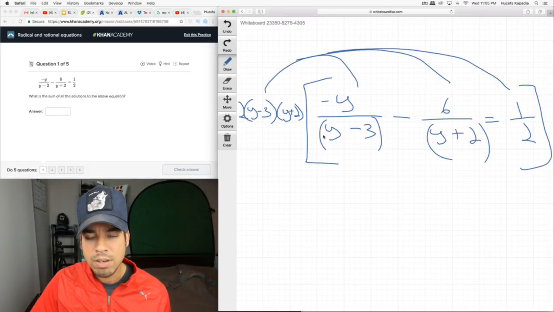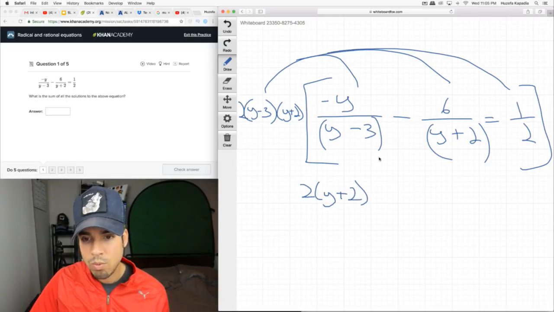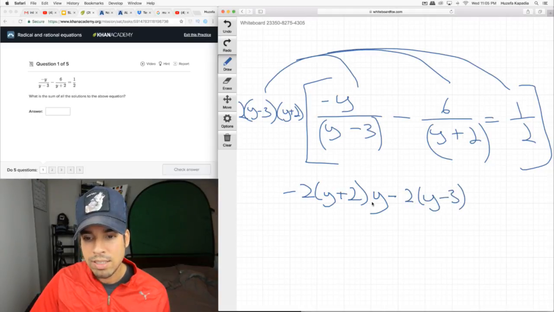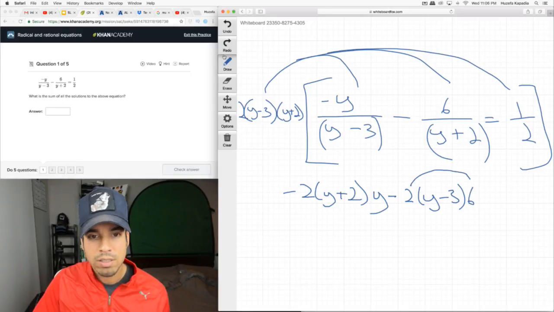So what do we have left? For this term right here, since the y minus 3's cancel out, we're going to have 2 times y plus 2, and then that negative y that was there from the beginning. We'll put the negative up here. And that's it. The y minus 3 is gone, and that denominator is gone. Minus, now we have 2 times y minus 3, because that stays there. There's nothing to cancel out with. And the y plus 2 does go away. All right, it's going to cancel out with this guy. And then we still have this 6 here. We can multiply these two in a second.